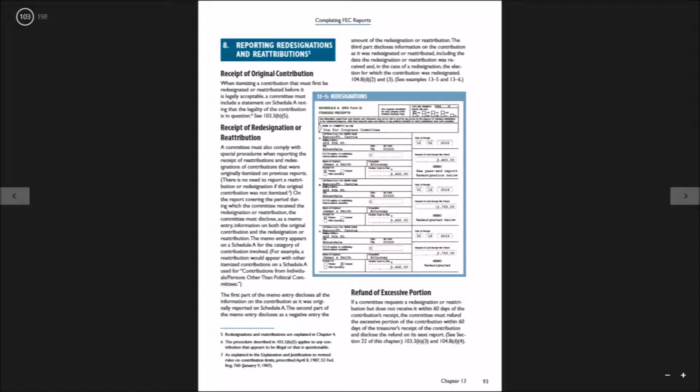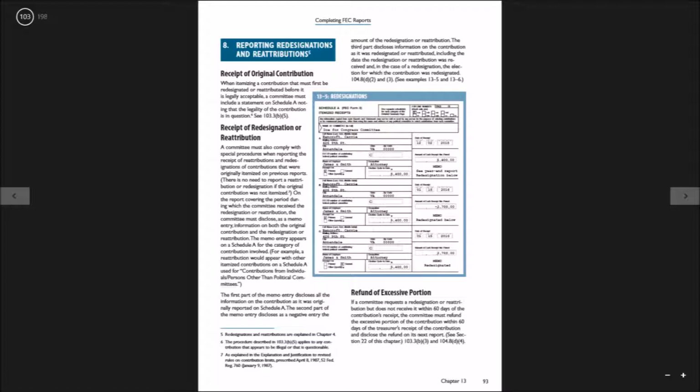For example, a reattribution would appear with other itemized contributions on a Schedule A used for contributions from individuals/persons other than political committees. The first part of the memo entry discloses all the information on the contribution as it was originally reported on Schedule A. The second part of the memo entry discloses as a negative entry the amount of the redesignation or reattribution. There are some footnotes. Redesignations and reattributions are explained in Chapter 4. The procedure applies to any contribution that appears to be illegal or that is questionable.